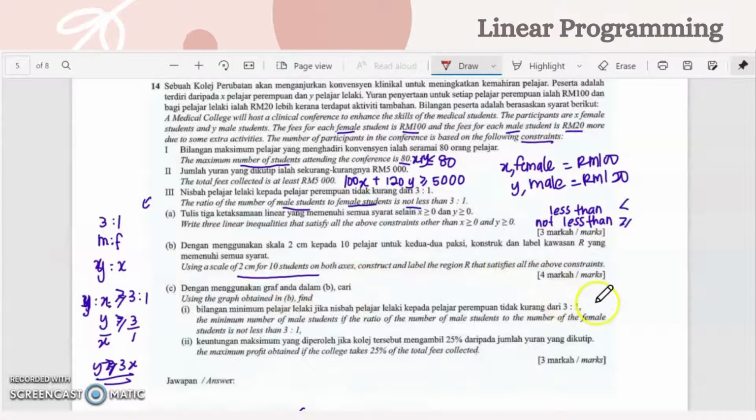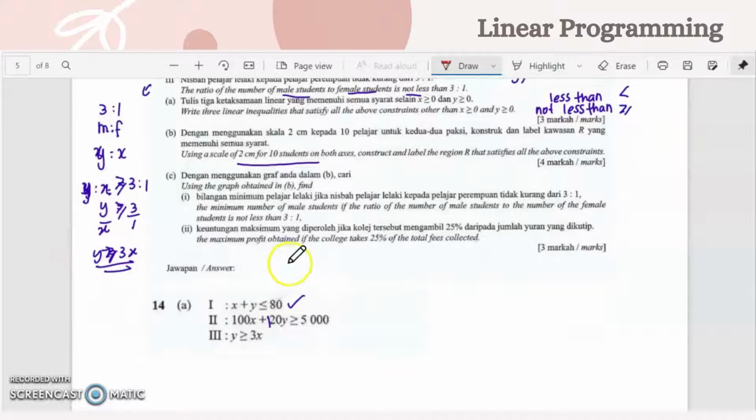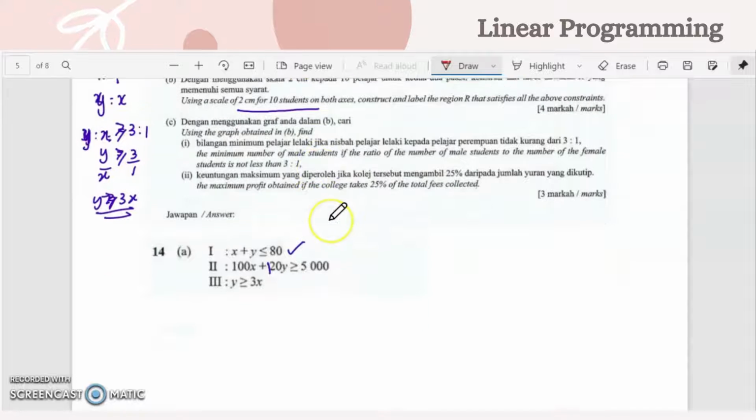We will get the formats here. Okay, that is question C1. Okay, using the graph obtained in B, find the minimum number of male students if the ratio of the number of male students to the number of female students is not less than 3 to 1.